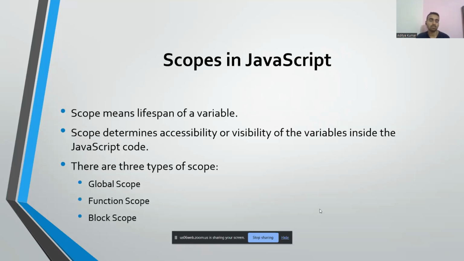Then we have scopes in JavaScript. The scope basically means the lifespan of a variable. Scope determines accessibility or visibility of the variables. Inside the JavaScript code, there are three types of scope: global scope, function scope, and block scope.